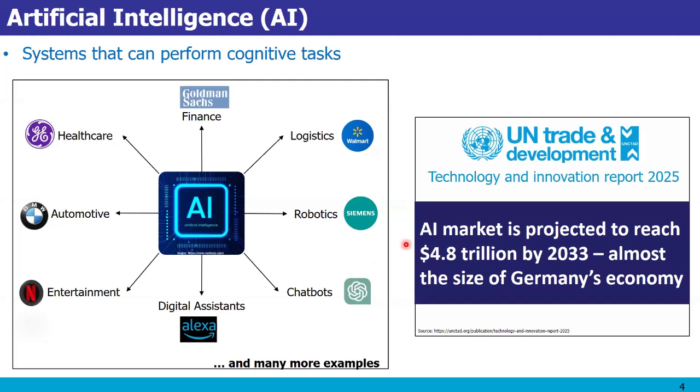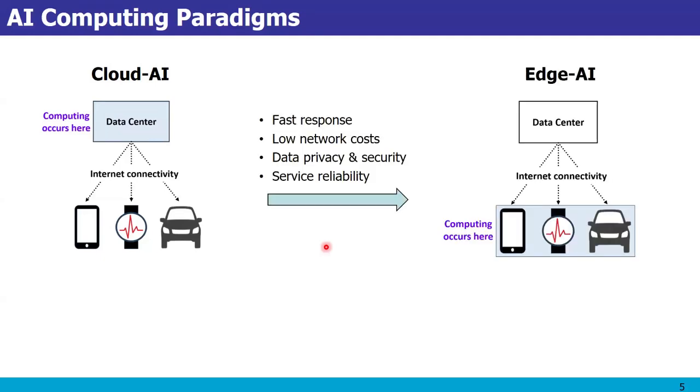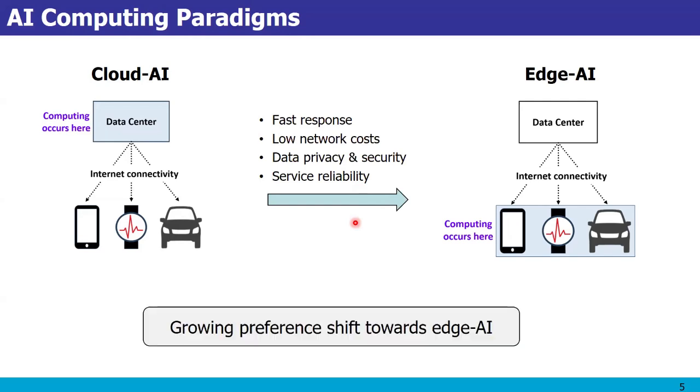So having understood the relevance of AI, let's move on to how the AI computations are carried out in various paradigms. So the most popular paradigm is the cloud AI, where you perform the computations in a data center or a big server, and you just interact with the user devices to get the query and send the results. However, if you move the calculations to the end device, you get several benefits like fast responses, saving the bandwidth costs, better privacy, security, and service reliability. So recently, there has been much more of a paradigm shift towards edge AI.